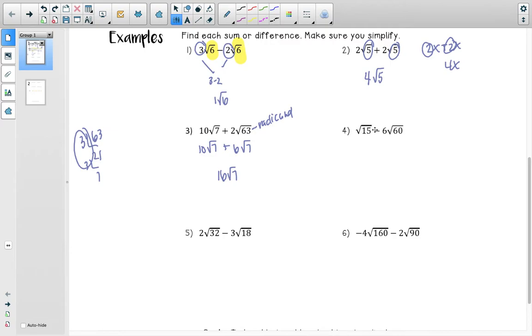I'll do 4 with you. I wasn't going to, but let's look at the 15. 15, you can take 3 and 5, but there's no pair. So the square root of 15 is as simplified as it can be. The 6 square root of 60 is not.